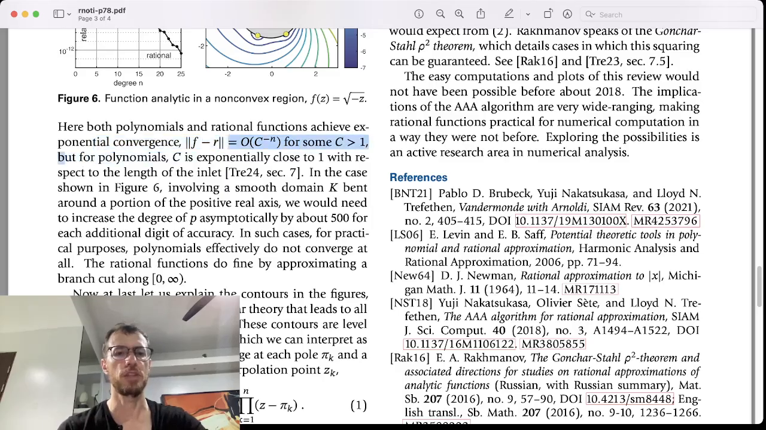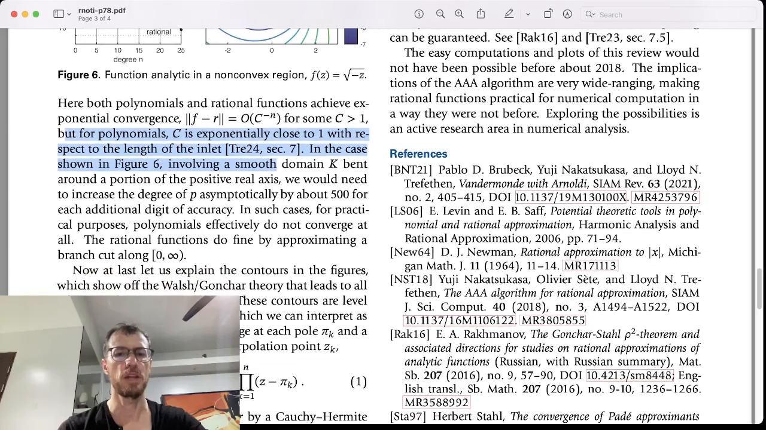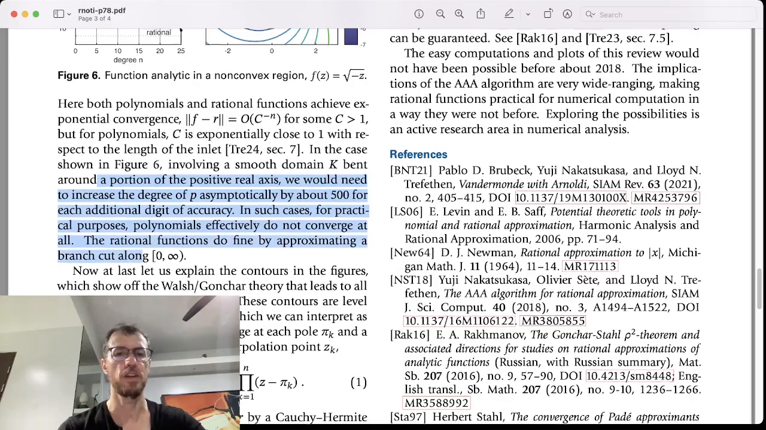But for polynomials, c is exponentially close to 1 with respect to the length of the inlet. In the case shown in figure 6, involving a smooth domain K bent around a portion of the positive real axis, we would need to increase the degree of p asymptotically by about 500 for each additional digit of accuracy. In such cases, for practical purposes, polynomials effectively do not converge at all. The rational functions do fine by approximating a branch cut along the closed interval from 0 to infinity.